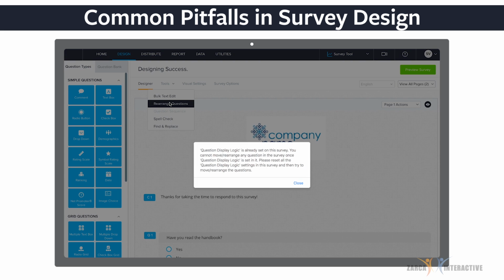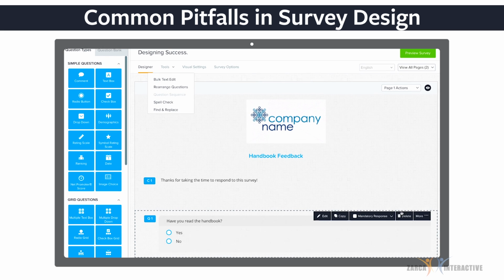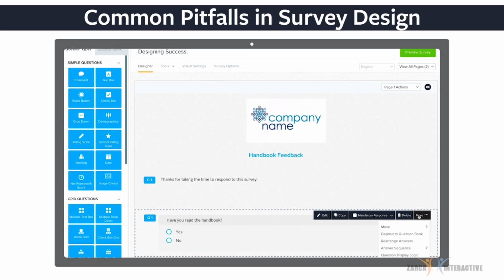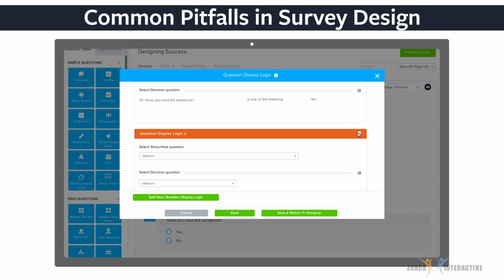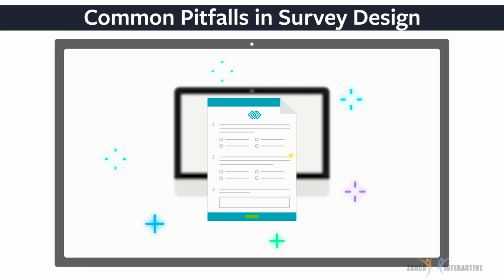Otherwise, you might see this warning if you try to make any further adjustments. Of course, you can always disable QDL as needed by hovering over a question, selecting More, and choosing Question Display Logic. With these quick reminders, you're well on your way to sending the perfect survey.